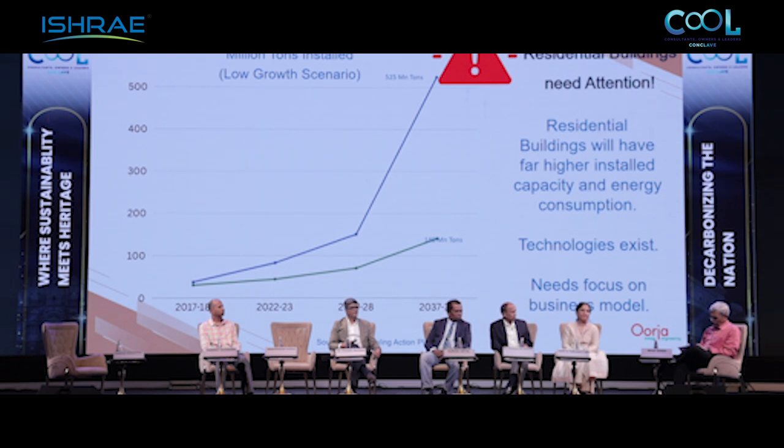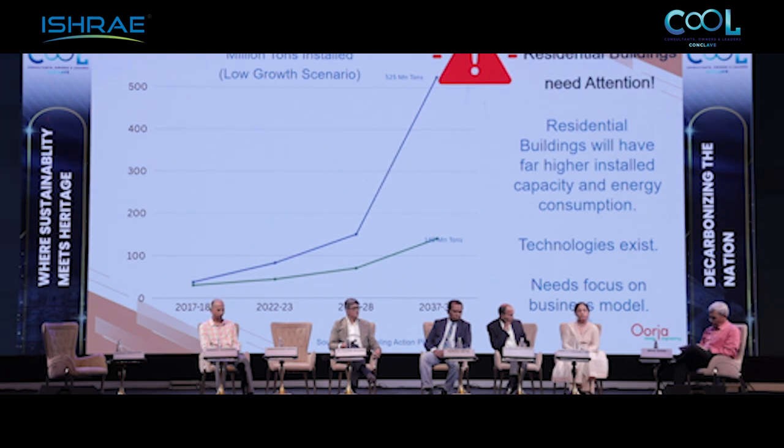And if you see the data, and this is again from India Cooling Action Plan, as Dr. Bhushan said, this may be outdated. We're going to have a hockey stick growth in the next 3 years, and the residential installed AC capacity is going to be at least 5 to 8 times more than the commercial cooling capacity. So that itself says we really need to focus on that, right?